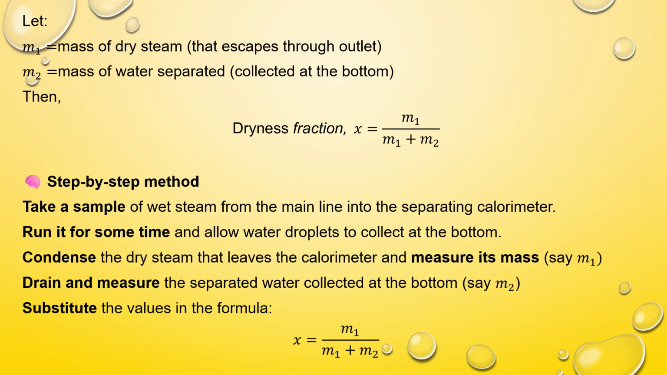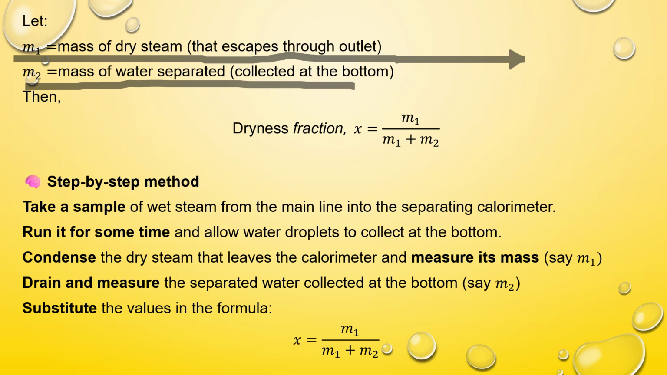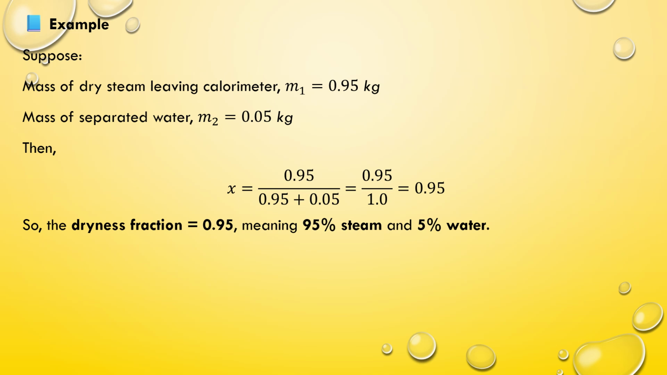So how to calculate the dryness fraction? First, M1, that is the mass of the dry steam that escaped through the outlet, that is collected in the outer chamber, and M2, that is the mass of water separated, that is collected at the bottom in the inner chamber. So X is M1 divided by M1 plus M2. That is the quality of the steam that entered the separating calorimeter, or that is the steam which is generated in the steam generator.